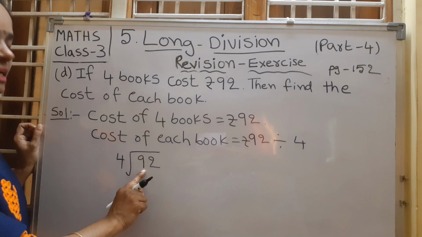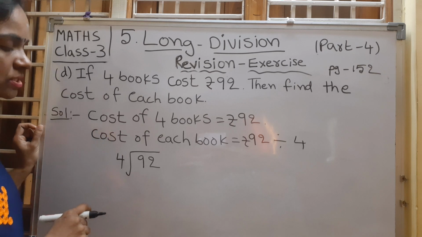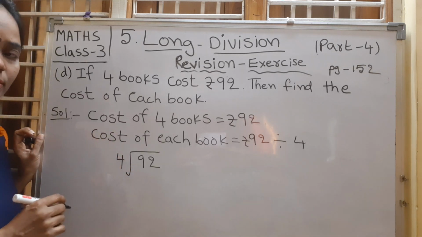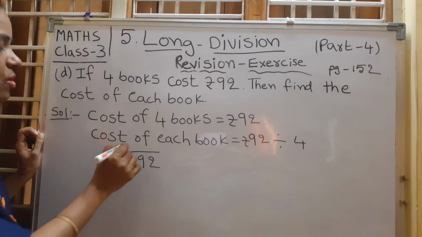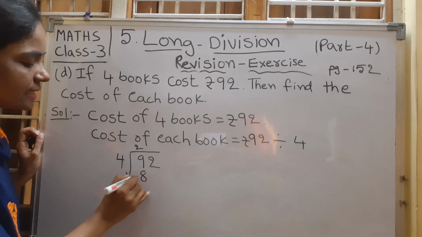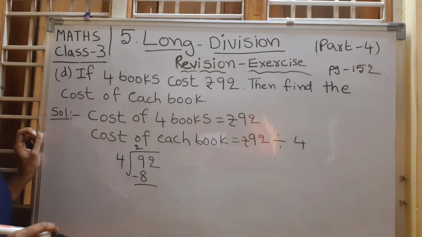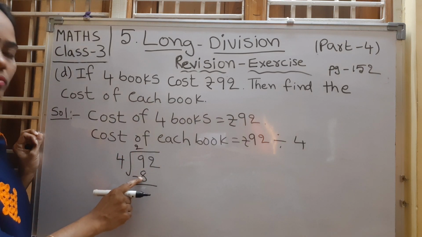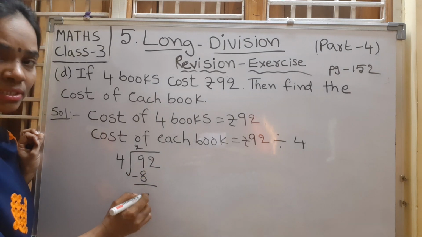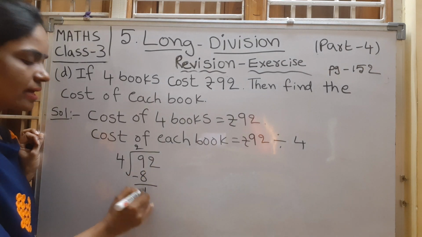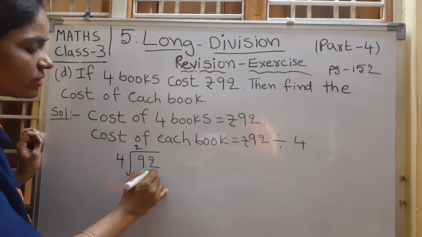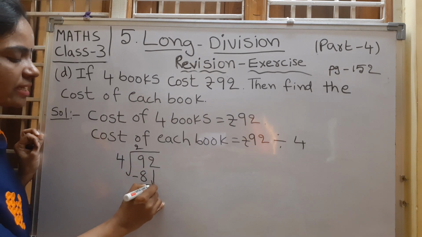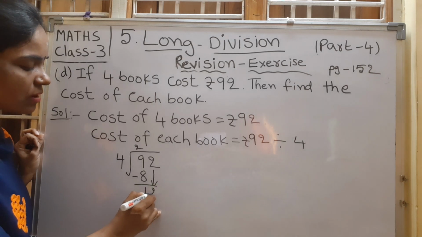So first take 9. 4 divides 9, because 9 is bigger and 4 is small. How many times exactly do you get, children? No. 4 2s are 8. Take the nearest and smallest number to 9, that is 8. So 4 2s are 8. Up, write down 2, down, write down 8. 9 minus 8 is how much? Very good, 1. Now 1 is a smaller number, 4 will not divide. So what do we have to do? Bring down the next digit, that is bring down 2.